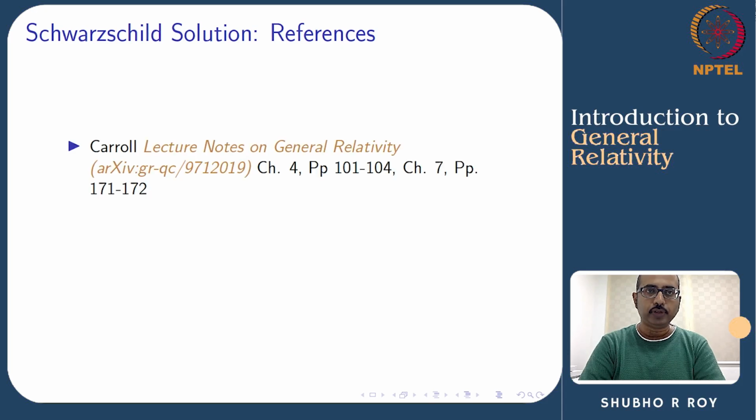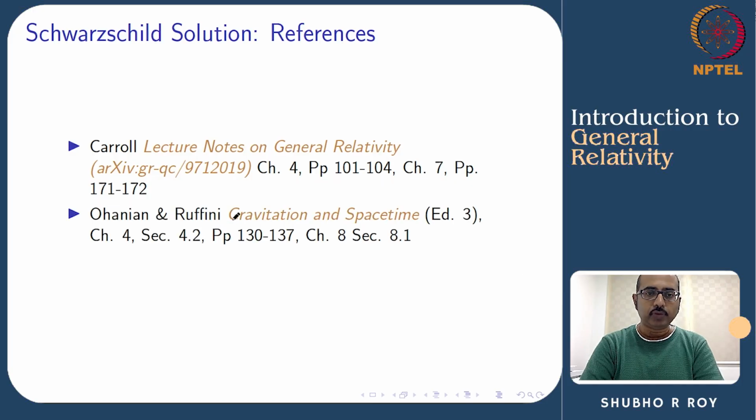As for references for this lecture, I will cite the following two sources. The first is Carroll's lecture notes on general relativity, which is available for free on the arXiv. This is the arXiv number. Chapter 4, following pages, will contain the material relevant for gravitational time dilation and gravitational Doppler effect. In Chapter 7, these following pages will contain the material relevant for the discussion of coordinate singularities and curvature singularities in the context of the Schwarzschild geometry.